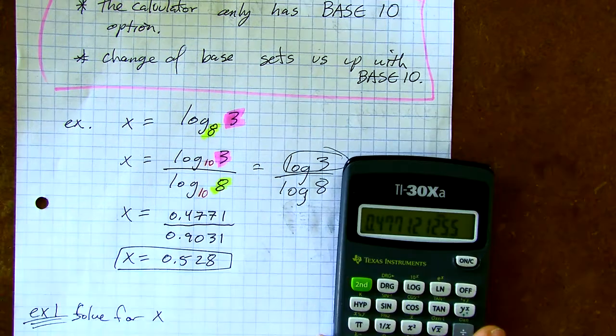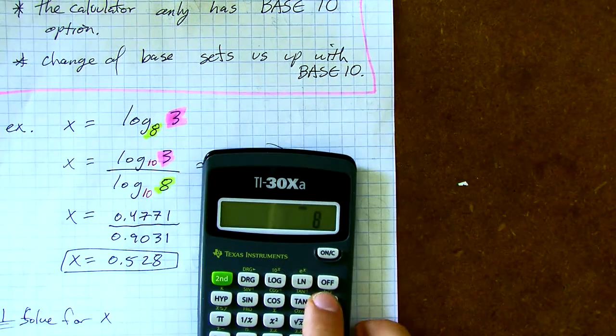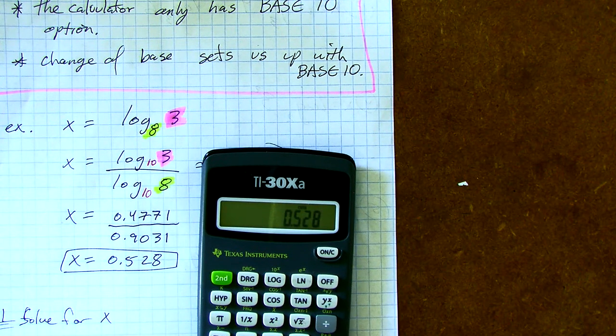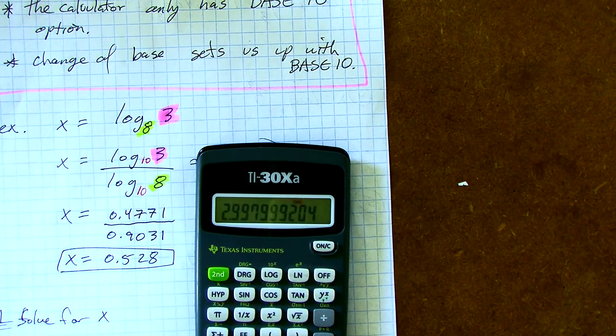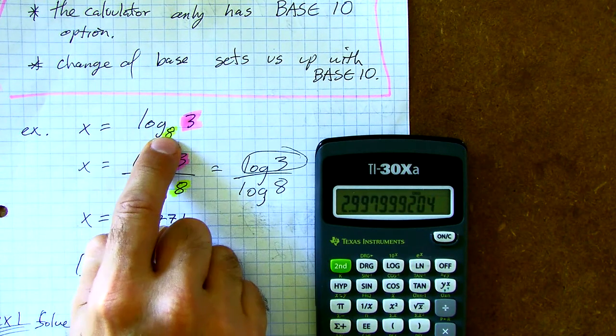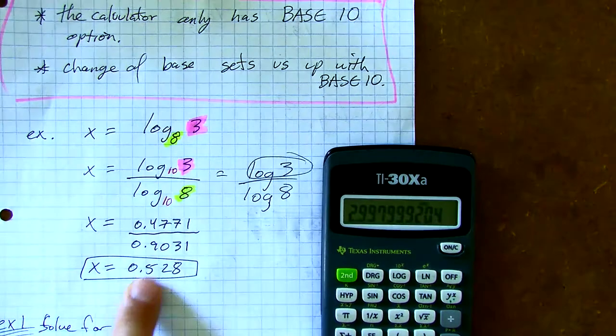So what this is saying is that 8 raised to the 0.528 is equal to 3, rounded. And that's what the log problem was saying. It's saying, what is the exponent for 8 raised to some exponent to equal 3? And we found that out here.